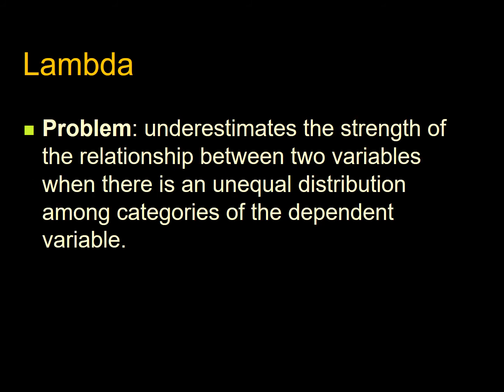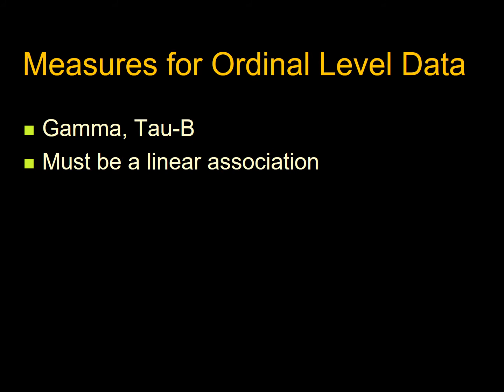Now the problem with lambda is that it underestimates the strength of the relationship between two variables when there is an unequal distribution among categories of the dependent variable. Now measures for ordinal level data also include gamma and tau B. These assume there's a linear relationship, and the computer can often be asked to obtain these scores for us when we're using a contingency table.